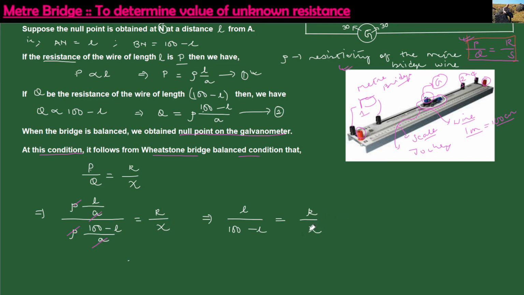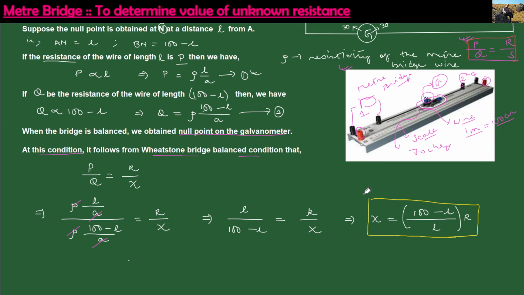Our target is to find out this X. We can find X by cross multiplying. We will have X equal to (100 minus L) divided by L, into capital R. This is the expression for finding the resistance of an unknown wire by knowing the length.